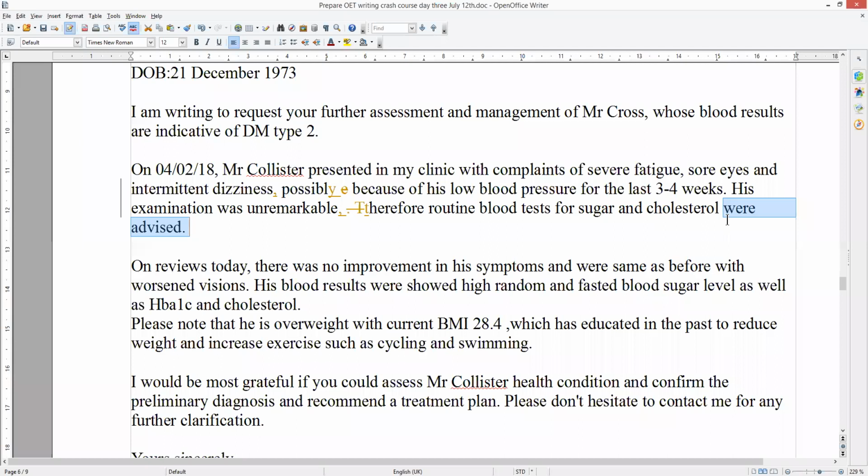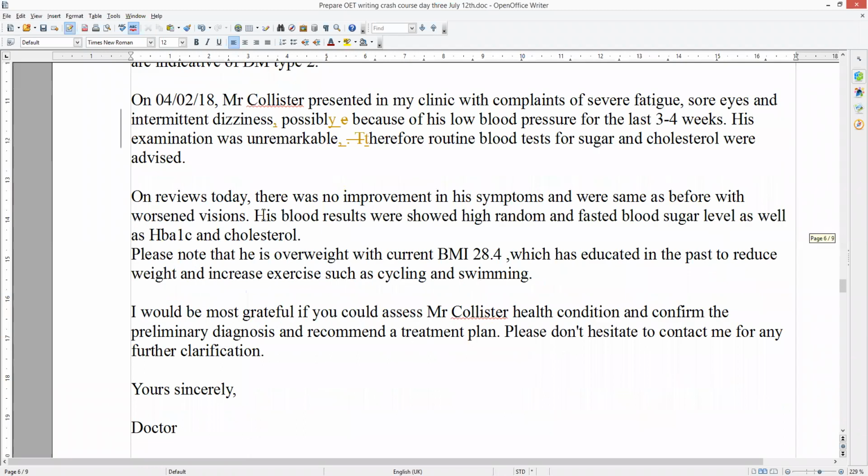Now, you've got to be clear here, right? Because when it says were advised, it sounds like you advised him to take some routine blood tests. But surely you would arrange them. If I go to a doctor, the doctor doesn't say, I advise you to go and have some tests. They do the tests or they arrange them. So you've got to be careful there. I arranged for, or routine blood tests were arranged, instead of advised.